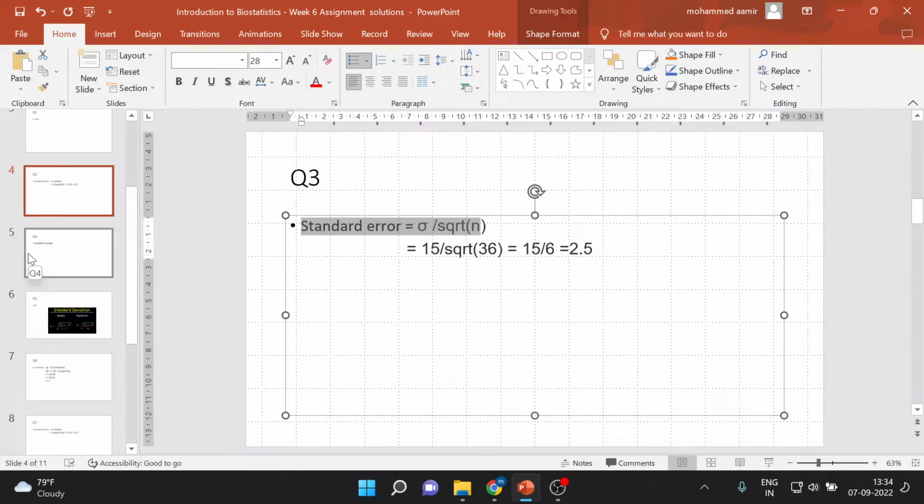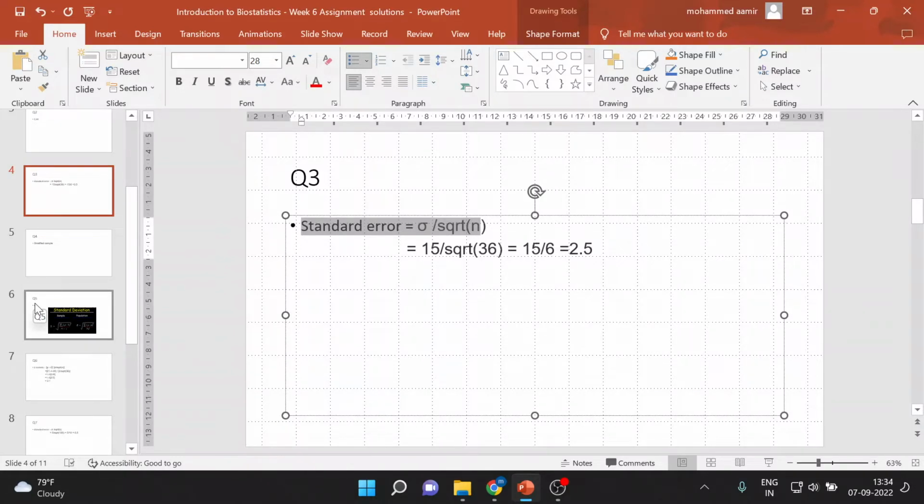Maybe in the next class, I'll ask one of you to give me a more literal meaning of what standard error is, what the actual definition in English is. Maybe, let's see what you guys think of it.